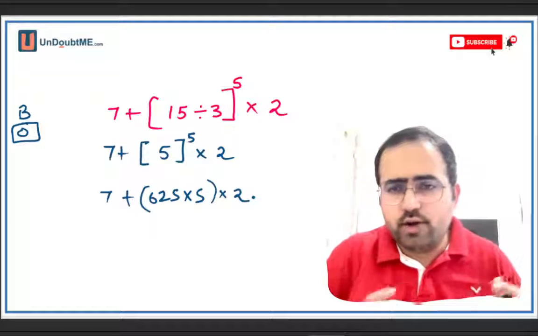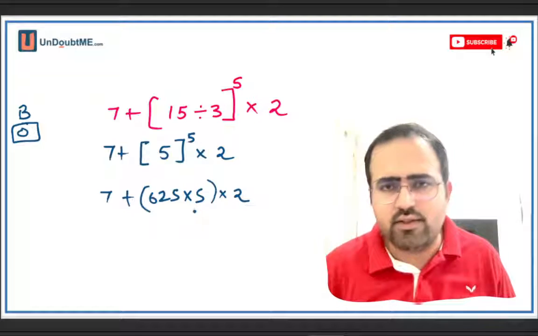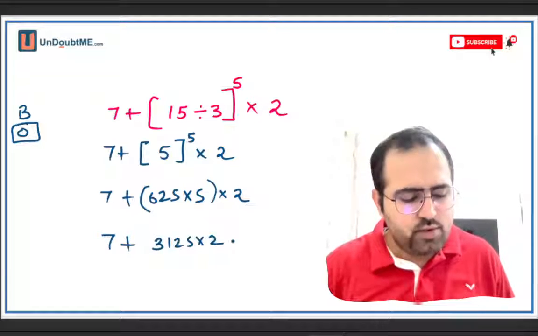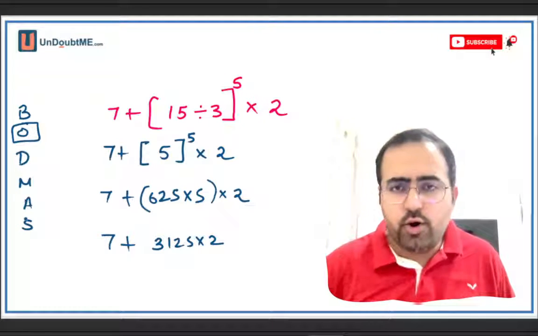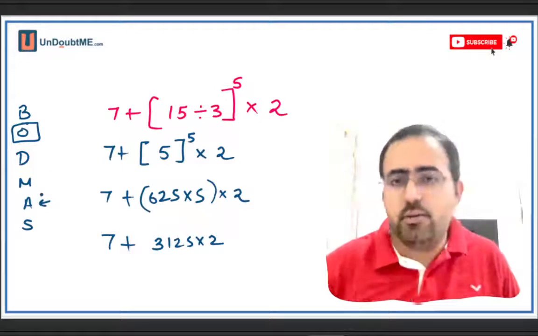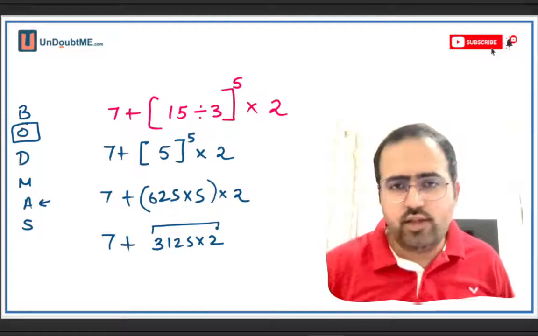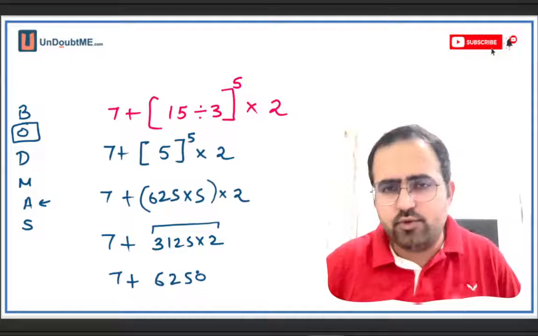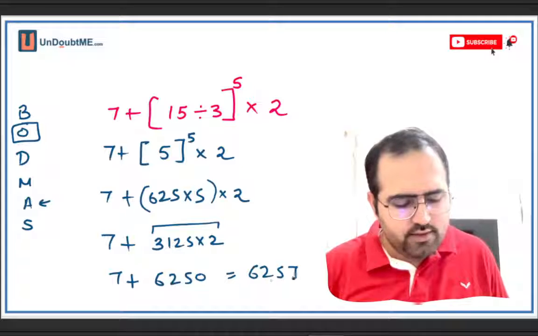You can see that just to show the difference I have put one more bracket, but that is optional because we eventually have a multiplication sign now. So it will be 7 plus 3125 times 2. Now as per Bodmas, we see what operations are left: we have multiplication, and addition comes after multiplication, so I have to do this multiplication first. That will give me 6250, that is 3125 times 2. Then I just add them, and on adding that will give me 6257.